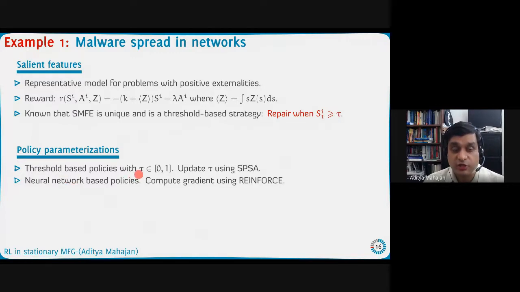One were threshold-based policies, where the threshold was a real number between 0 and 1. When we consider threshold-based strategies, the strategy is not continuous. This means that we cannot use likelihood ratio-based estimates, so we have to use some other estimates, and therefore we use the simultaneous perturbation stochastic approximation estimates here to compute the unbiased estimate of the gradient with respect to the threshold. We also looked at neural network-based policies, and in this we computed the gradient using the likelihood ratio-based estimates using REINFORCE with a baseline, which is a standard algorithm to compute likelihood ratio-based estimates in reinforcement learning.